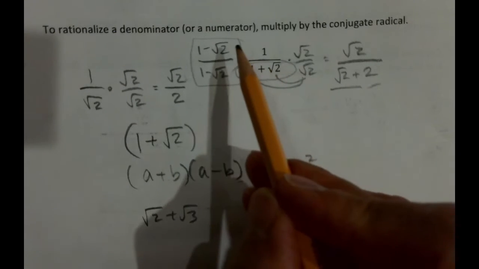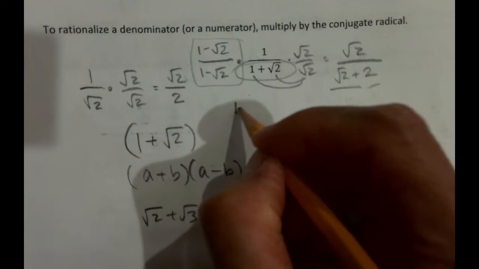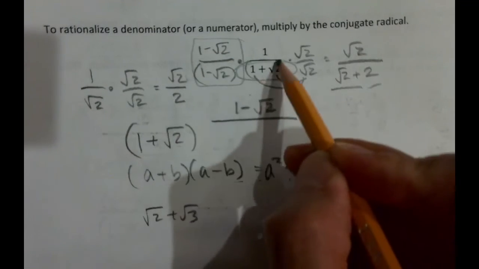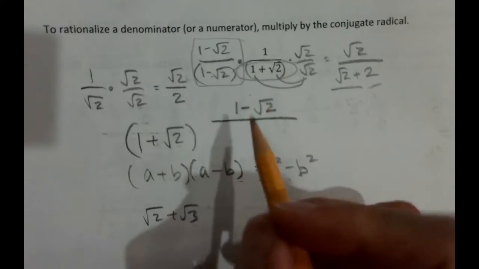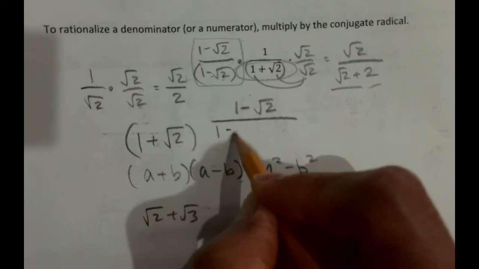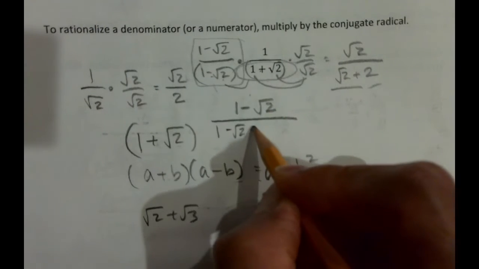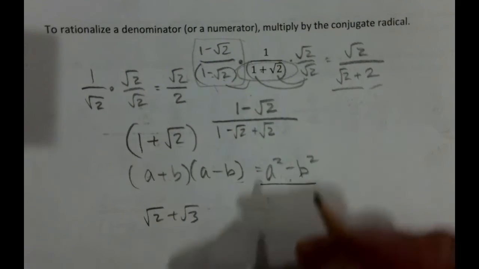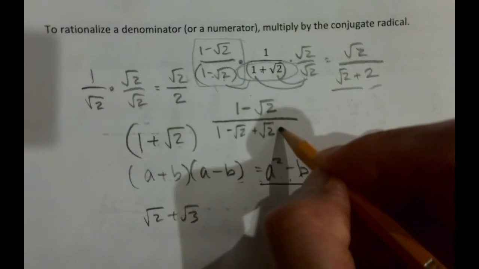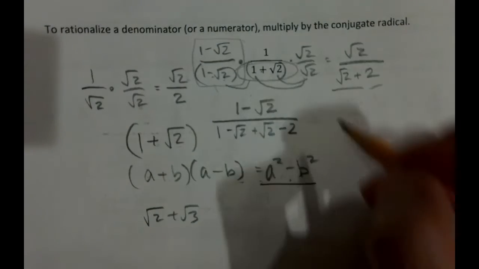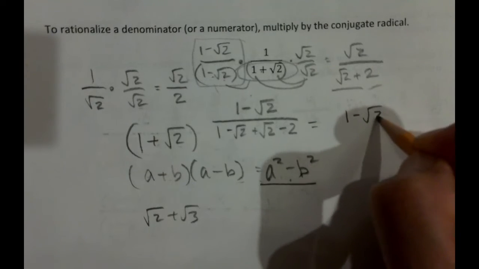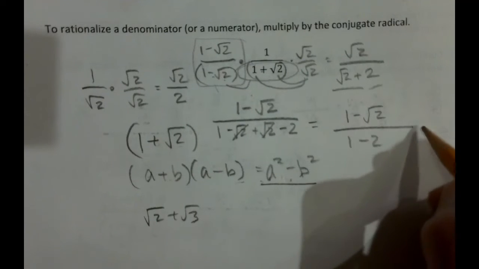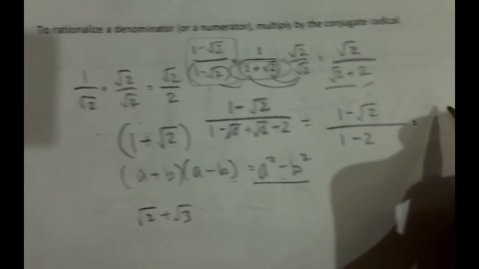Alright, so let's go ahead and multiply that out. On the top I'll have just 1 minus root 2 times 1. And on the bottom, if you want to put those in parentheses, I have 1 times 1 minus root 2 plus root 2, just showing you how it cancels out. You could skip straight to that, that's fine. Minus root 2 times root 2, which is 2. So 1 minus root 2 on the top is going to stay. Those cancel out. I have 1 minus 2, which is negative 1.